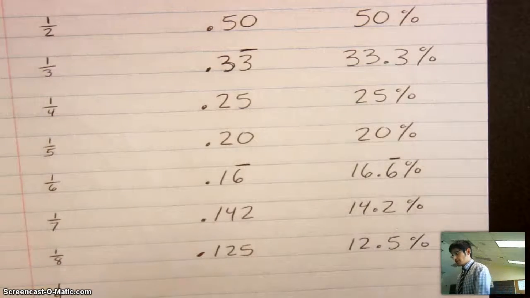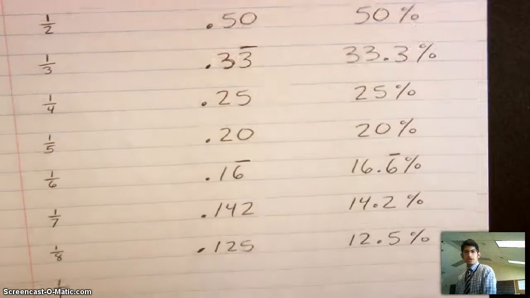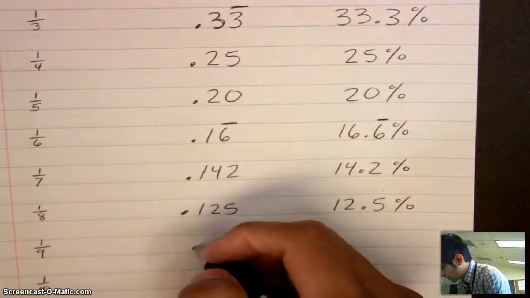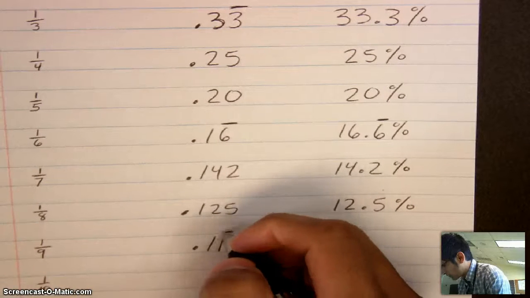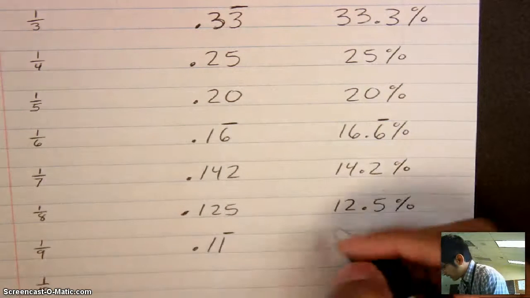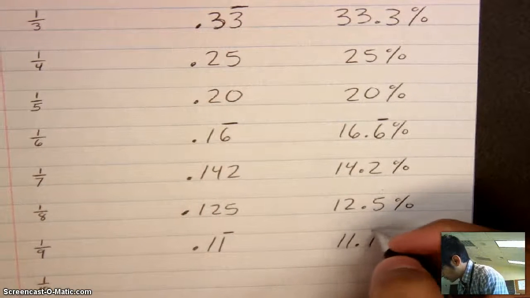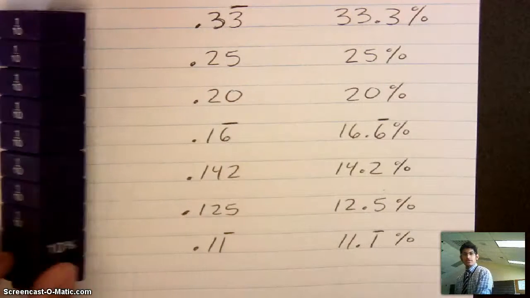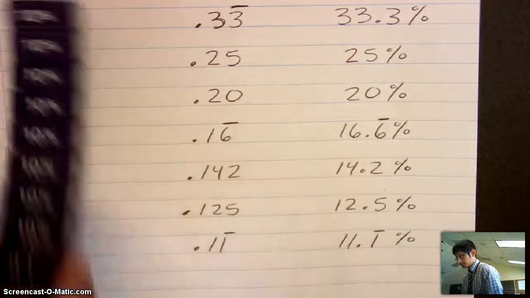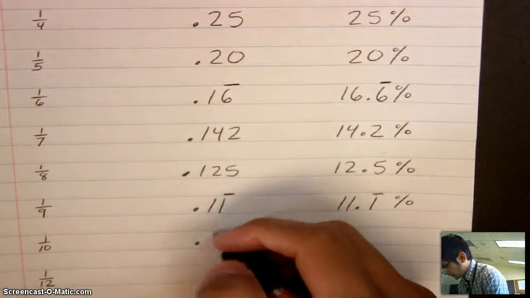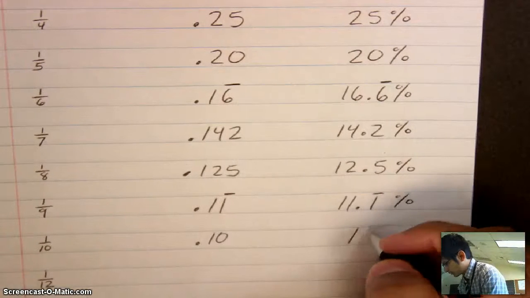My next one is 1/9. I don't think I have a 1/9 block. I sure don't. A 1/9 block is going to be a repeating 1. So we can usually call it 11 cents with a line on top. So it's going to go 0.111111 all the way across. And that's going to be 11.1%. My next one is 1/10. These are these purple blocks. And my 1/10 decimal is going to be 0.10. So that's going to be 10 cents, 10 hundredths, and that would be 10%.